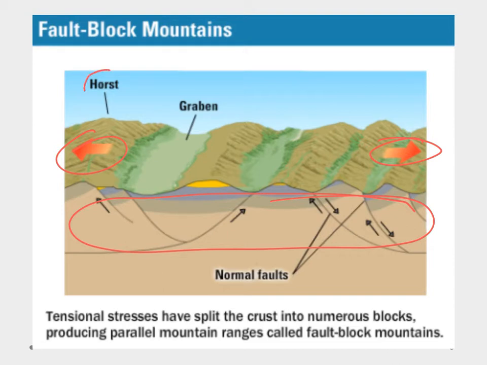Now, a couple terms you want to be familiar with in the fault block mountains. We have the horst, which is the upper part of the mountain, followed by a basin-looking area called a graben, and these are going to run parallel. This is when we talk about the basin and range area. Here we have our ranges, and then we'll have our basins as well.